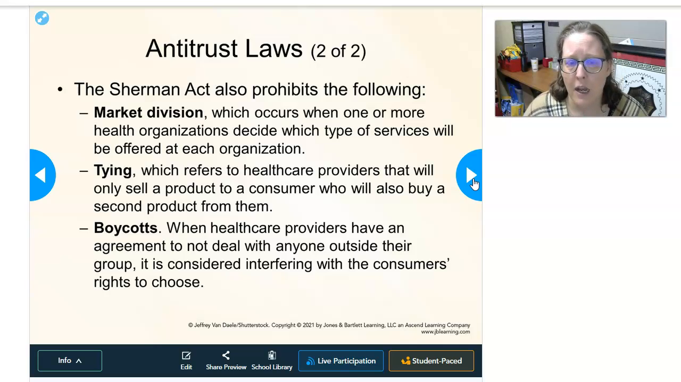Tying refers to healthcare providers that will only sell a product to a consumer who will also buy a second product from them. So it's like bundling services, but it's like, well, I don't really want this other. No, you have to buy it. That's called tying. That's not good. And then boycotts is when healthcare providers have an agreement to not deal with anyone outside of their group. It is considered interfering with consumers' right to choose.